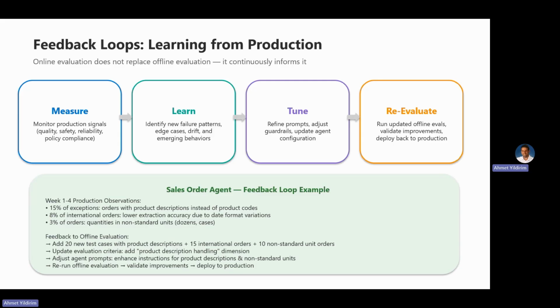The feedback loop responded with 45 new test cases covering these patterns, and updated evaluation criteria to add a product description handling dimension, adjusted prompts for the agents, reran the offline evaluation, validated improvements, and then finally, of course, deployed to production. The loop continues indefinitely. For most agents, this is a weekly or bi-weekly cycle for the first quarter, then monthly once stable, as a rule of thumb.